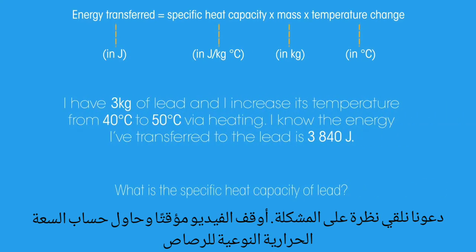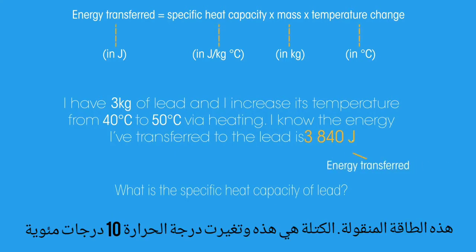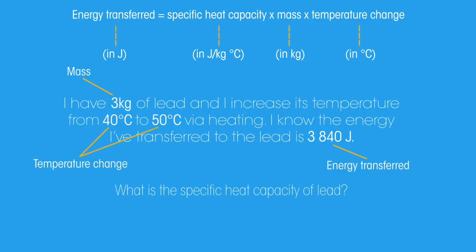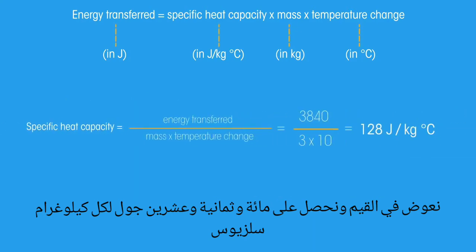Pause the video and attempt to calculate the specific heat capacity of lead. How did you get on? The energy transferred is this, the mass is this, and the temperature change is 10 degrees Celsius, because it's this, take away this. Using the rearranged equation, substitute in the values and we get 128 joules per kilogram Celsius.